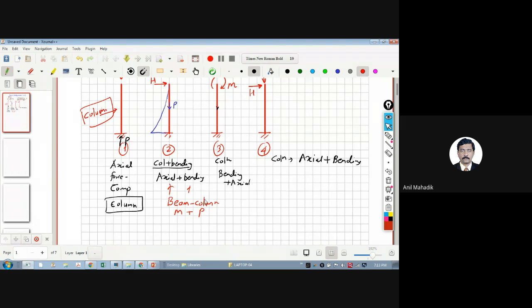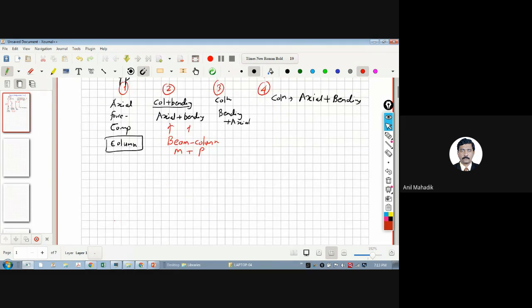There are certain structures which have inclined columns like this. Due to the inclination, there will be axial force also here, and it will cause a bending moment also. So we can call this a beam column, or I can call it a strut. Strut is nothing but a column itself, which can carry axial force and bending moment.